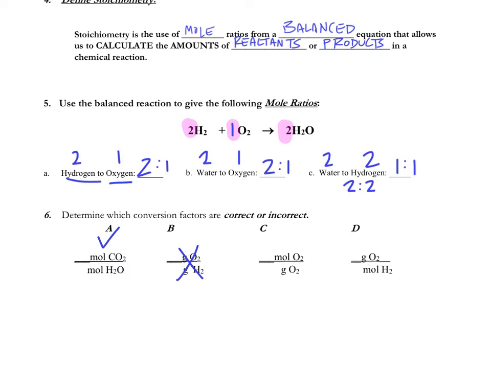In C, I've got moles of oxygen over grams of oxygen. I can go from moles to grams as long as I stay within the same substance. So here I'm looking at oxygen and oxygen, so they are the same, so this is a valid conversion. And in D, it says grams of oxygen to moles of hydrogen. These are 2 different substances, therefore this one is not a proper conversion.